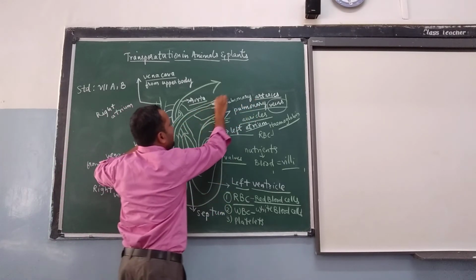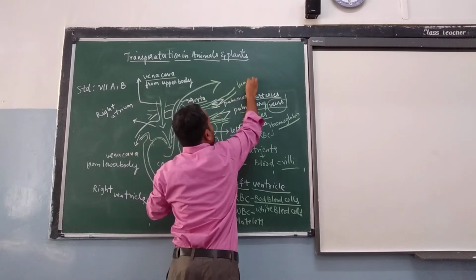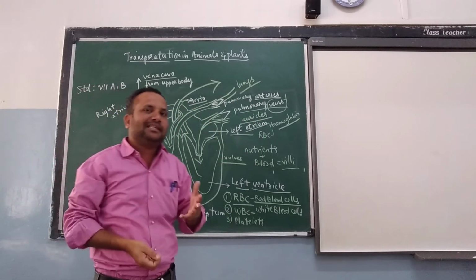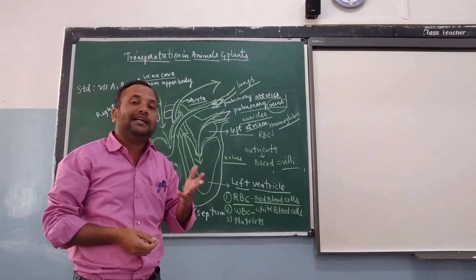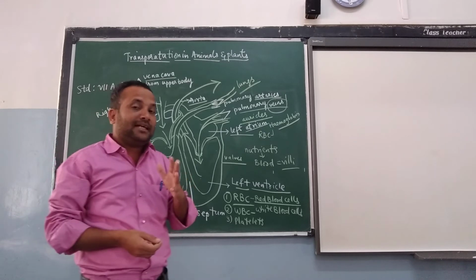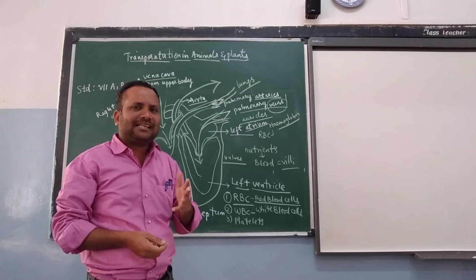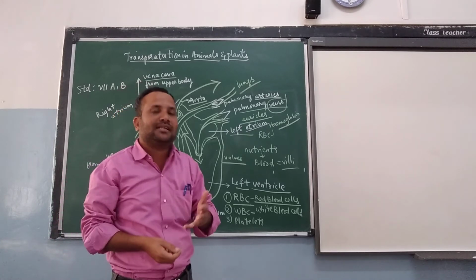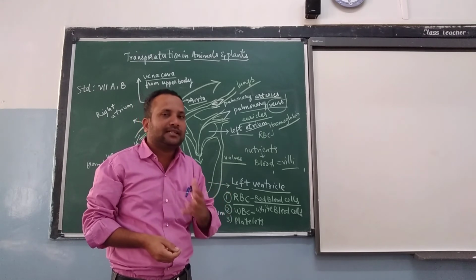So through these pulmonary arteries it goes to the lungs. Why does it go to the lungs? Because it goes to the lungs to get the oxygen and to live. You know, in the lungs we have air sacs. What are these air sacs? These air sacs are nothing but alveoli. Alveoli contain oxygen.